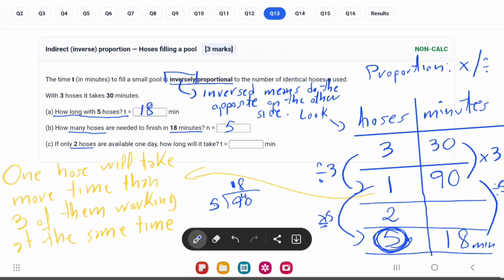Now, 2 hoses will be definitely quicker than 1. So we're gonna be timing, and on the other side, we're gonna be dividing because it's gonna take less time for 2 of them working at the same time. Half of the time, which is 45 minutes. And you got the answer already.